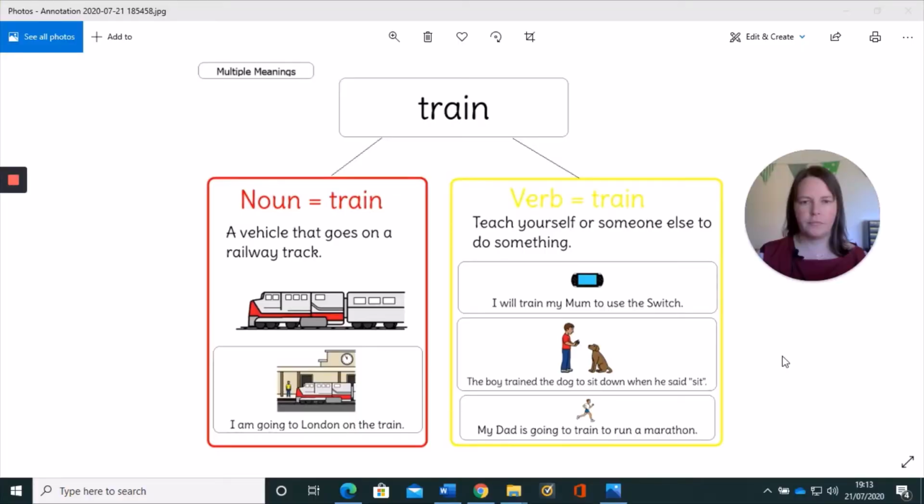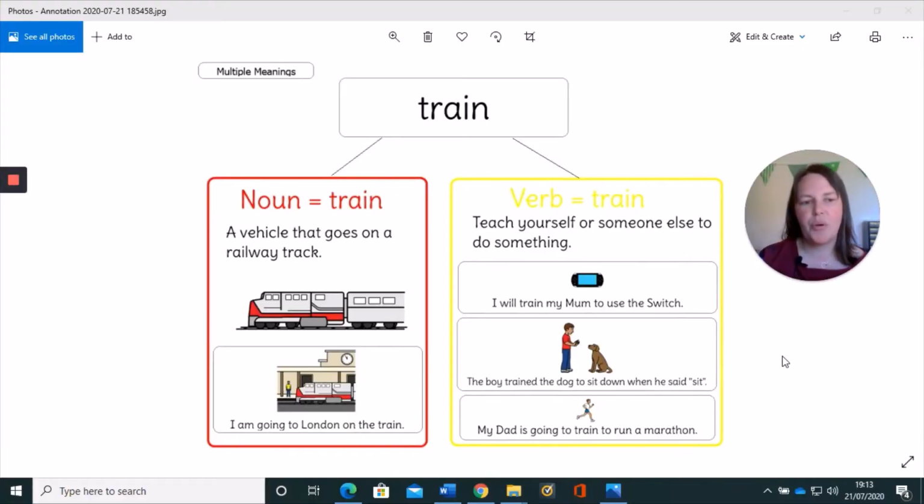You don't need a particular chart. You literally can do this with a piece of paper and a pen. It's about drawing it out, about explaining them, about exploring the context that you use the word in. You could jump on the computer and try and find images for each one of the meanings with the child. It doesn't have to be in this format. It's just an example of a good way of showing the information.